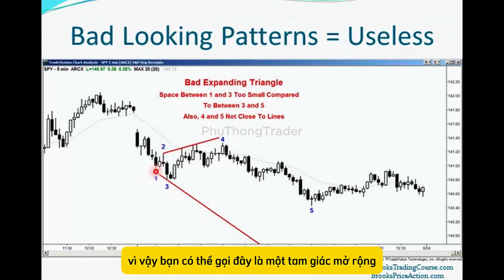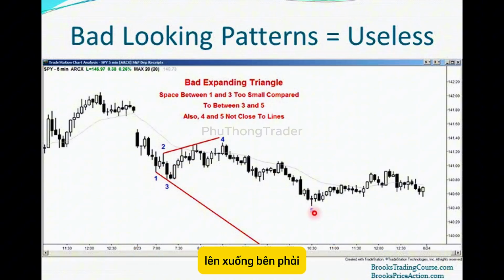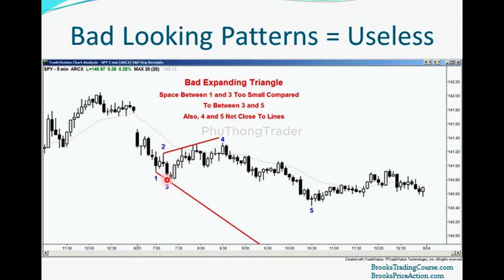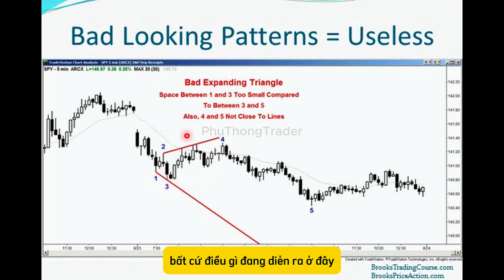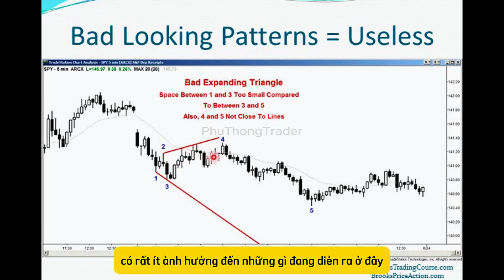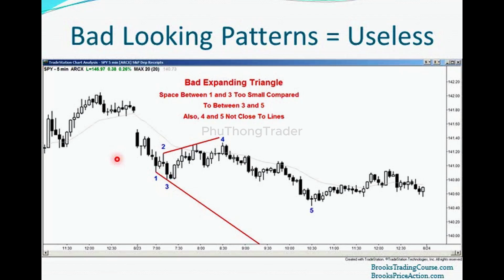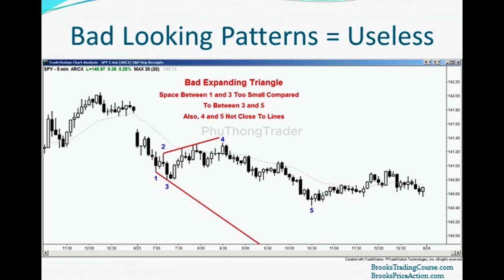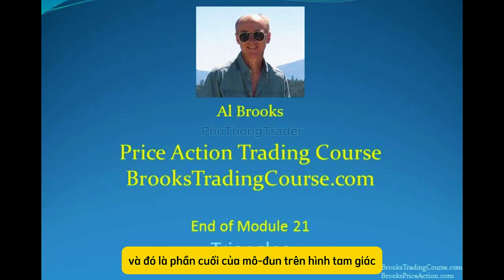So you can call this an expanding triangle. We have 5 pushes down, up, down, right? But the distance between 5 and 3 is great compared to the distance between 1 and 3, and that usually means that whatever was taking place here has very little influence on what's taking place here. So I would not look at this as an expanding triangle bottom. Okay, bad-looking patterns are useless. If we reverse up here, it's not because of this expanding triangle. And that is the end of the module on triangles.